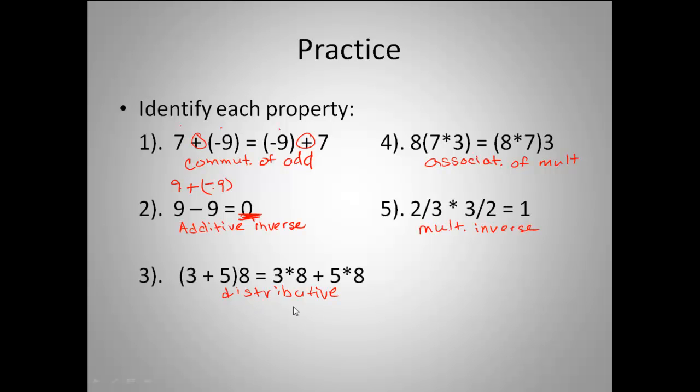Number 3 is our distributive property. Distribute that 8 out. Number 4 is the associative property, and it's the associative property of multiplication because it's a multiplication problem. And the last one, again, we ended up with our identity, so this is our multiplicative inverse because it was a multiply problem.